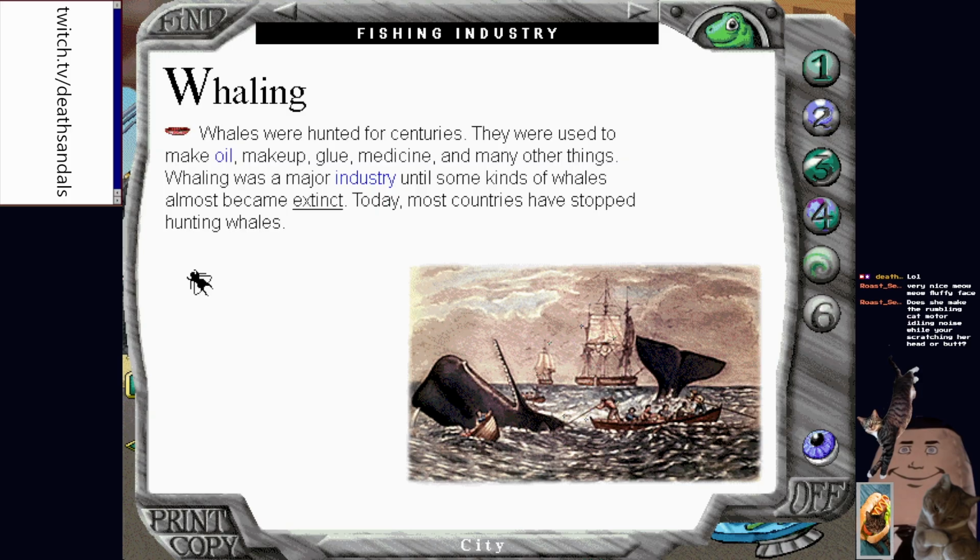How do you make glue out of a whale, though? I wonder. Actually, no, I've got no idea. I'd like to learn more about the whaling trade, but I don't think I'm going to cover that much of it.